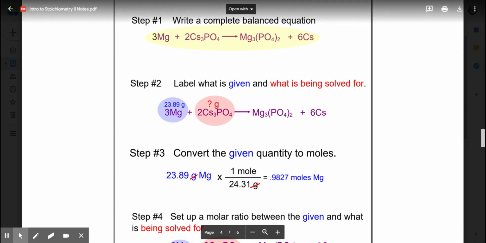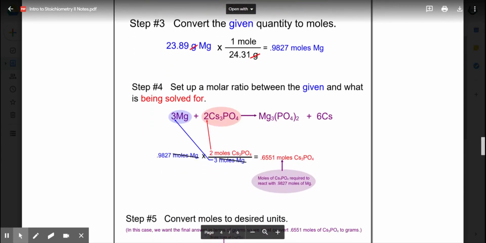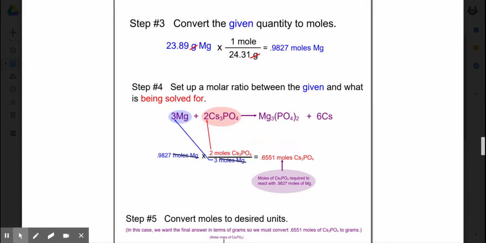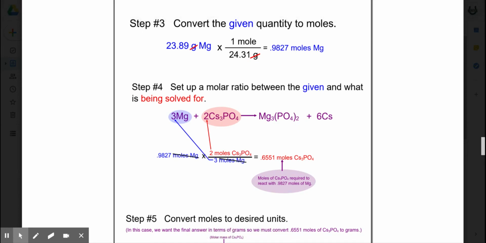So I'm going to take the 0.9827 moles of magnesium, and I'm going to write that down, and start with the 0.9827 moles here. I'm going to use the factor label method. I want moles of magnesium to cancel. So for every 3 magnesiums, I put that at the bottom, so magnesium cancels. I want to know how much cesium phosphate we need. So the ratio is 3 to 2, so I write that accordingly in my factor label method. So for every 3 moles of magnesium, we need 2 moles of cesium phosphate. Units of magnesium cancel. I have 0.6551 moles of cesium phosphate. So that is the amount of cesium phosphate required to react with 0.9827 moles of magnesium.